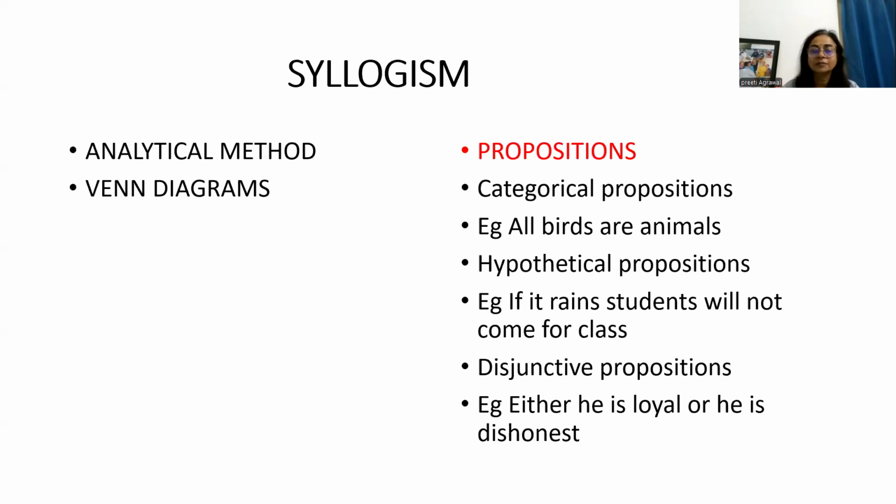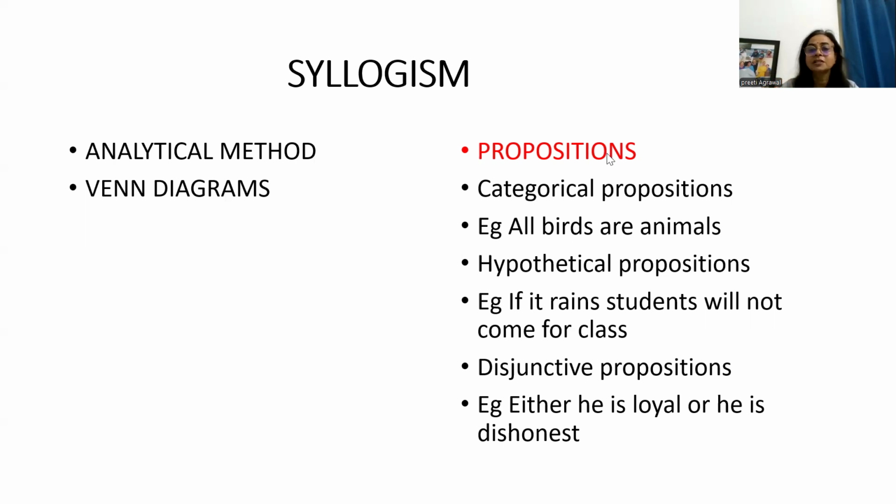What is syllogism? In this, two or more statements are given to you, and we will have to derive the conclusion from the given statements. There are two methods. One is the analytical method and the other is Venn diagrams. In the analytical method, the conclusions are tested on the basis of the given statements, whereas in Venn diagrams, the conclusions are drawn on the basis of diagrams.